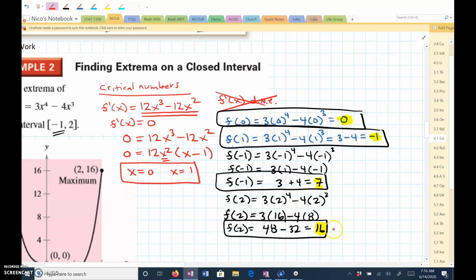So this is going to be my minimum, and this is going to be my maximum, and this is going to be my minimum. That's it. Let's try one more of these.